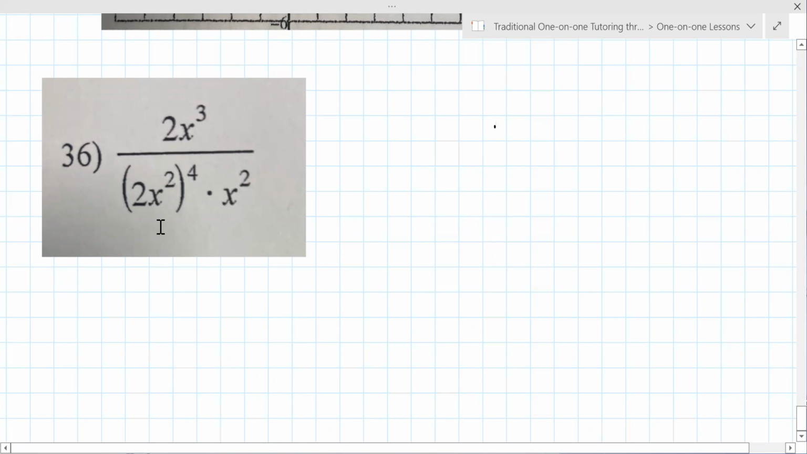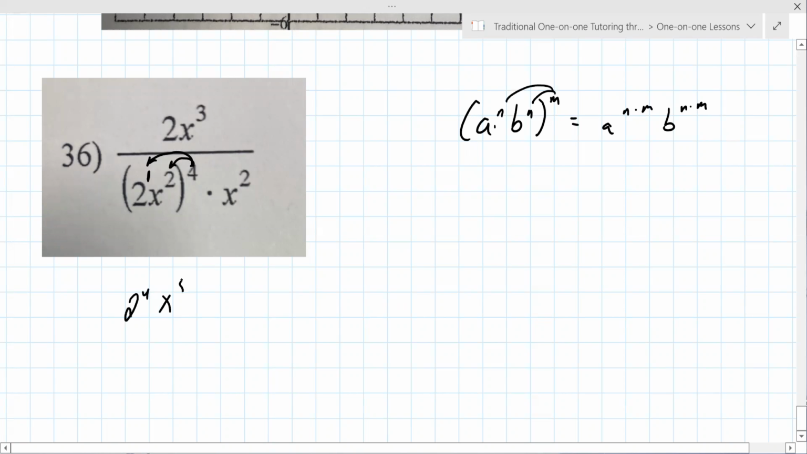The bottom, so you'd make it 2x to the 8th power. So that 4 though, see, there's actually a power of 1 above the 2. You actually apply it to both. One of the properties is a to the n, b to the n, to the power of m is a to the n times m, b to the n times m. You've got to apply it to both. So it's 2 to the 4th, x to the 8th times x squared on there.